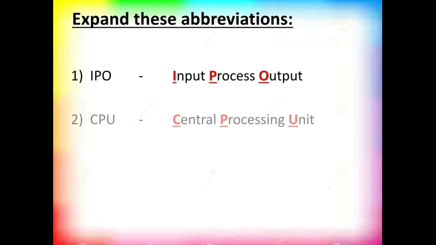The next topic is expand these abbreviations. Okay, we have some abbreviations. Okay, we can learn. The first one is IPO. Already you learn. I refers input, P refers process and O refers output. Input, process, output.